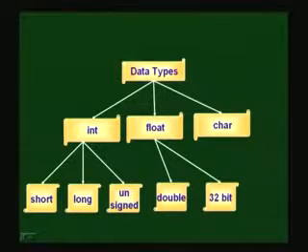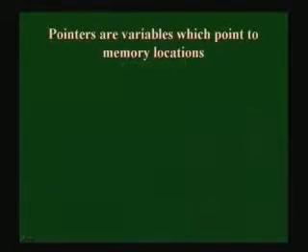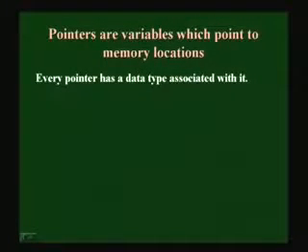So today we'll be discussing pointers and arrays. What are pointers? Pointers are variables which point to memory locations. We'll see how this is actually done in a little while. Like a variable, every pointer also has a data type associated with it. This is very important: every pointer has to be associated with a data type. You cannot change the data type of the pointer within a program.